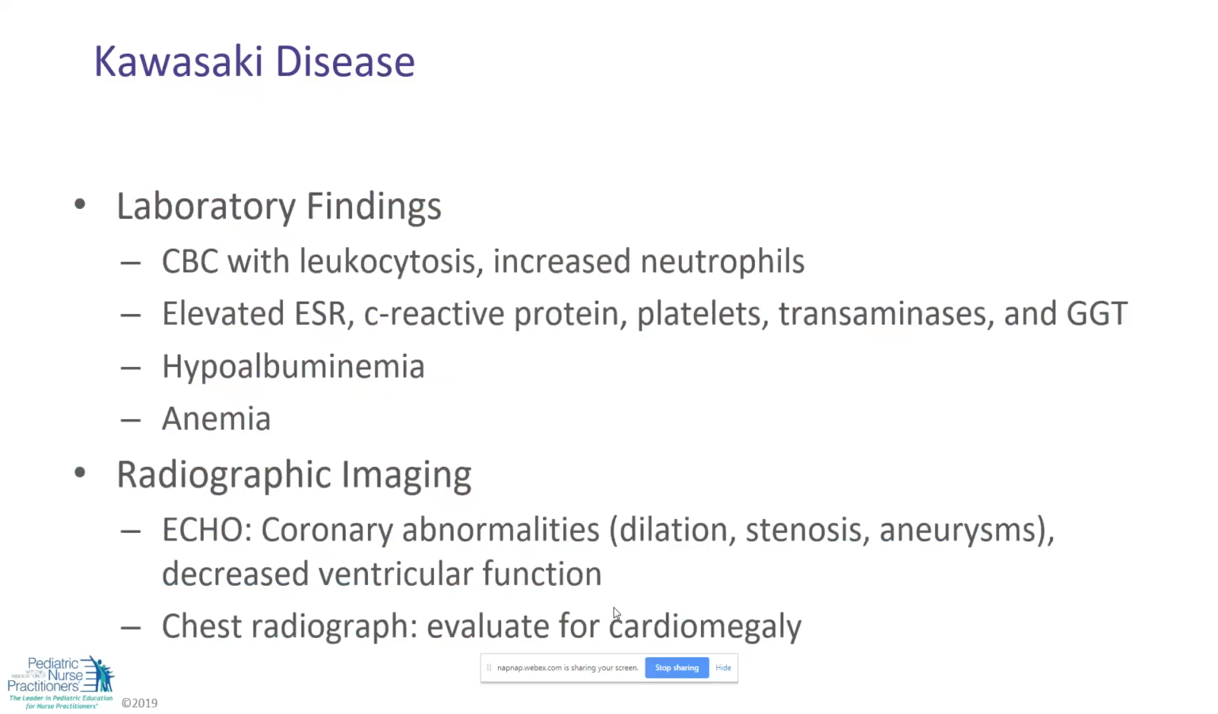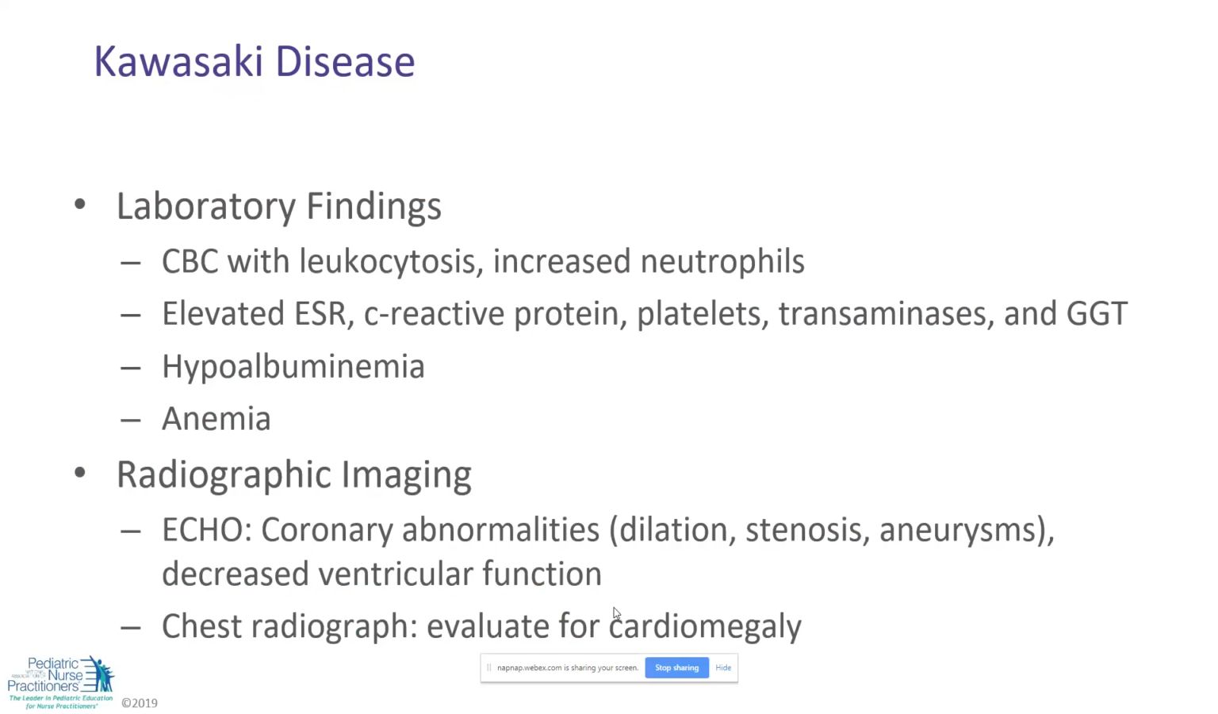When you obtain laboratory tests on these patients, you will often see leukocytosis on their CBC, and their neutrophils will be elevated as well. When you look at their inflammatory markers, their ESR and CRP will be elevated. You may also see elevated platelets, transaminases, so your ALT and AST will be elevated, and also your GGT. They can have hypoalbuminemia and also anemia.